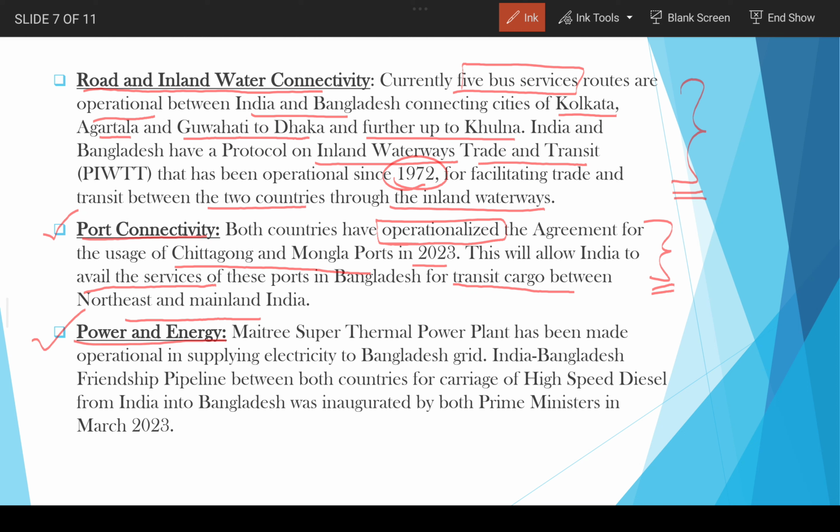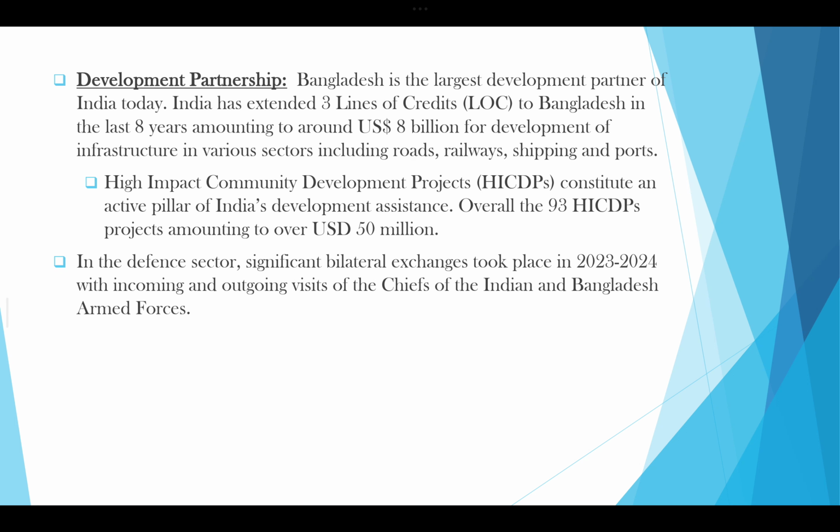Then power and energy, we have talked about it earlier as well. On the 1st November, the Maitree super thermal power plant has been operational in supplying electricity to the Bangladesh grid. Another thing is the India-Bangladesh friendship pipeline, for the carriage of high-speed diesel from India to Bangladesh, which was inaugurated by both the prime ministers in March 2023. This is about the India-Bangladesh friendship pipeline, and we have also talked about the Maitree super thermal power plant. This is about the perspective of power and energy.